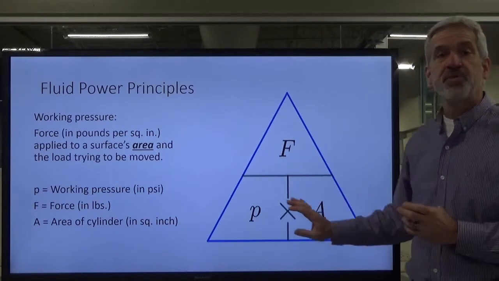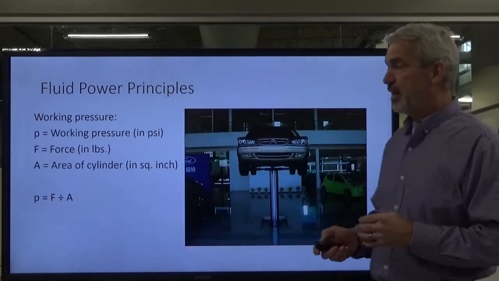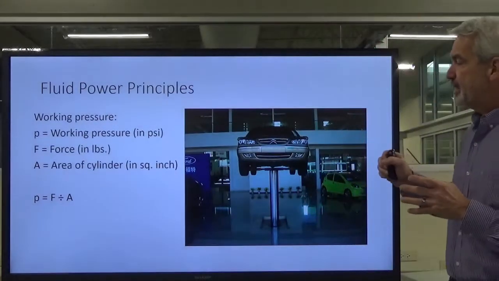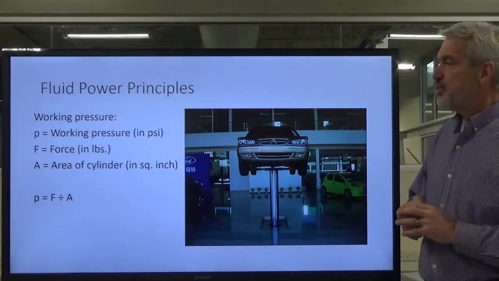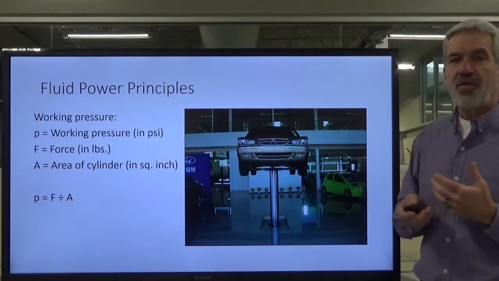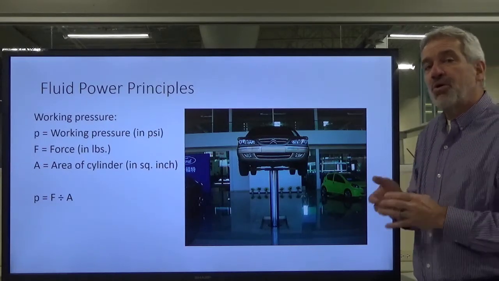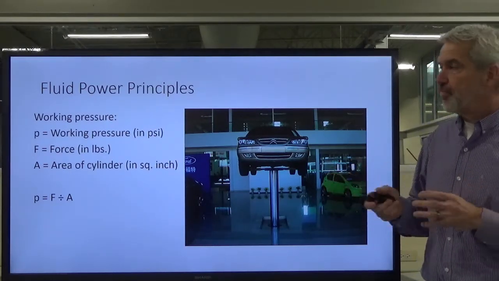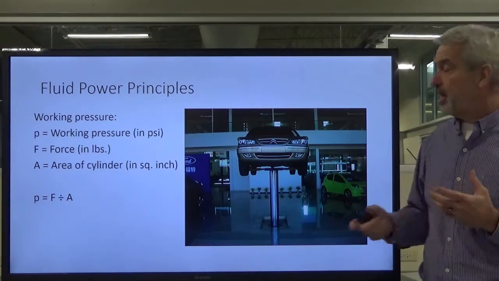If you've got two, you can figure out the last one, regardless of which two you have. So let's move forward with that. We had an example. We're going to put a car on a lift. The amount of pressure that we need, we call that working pressure. That's in PSI. We have the force. That's the amount of work we're going to do in pounds. And also the area in square inches of the cylinder that's going to be doing that work for us.